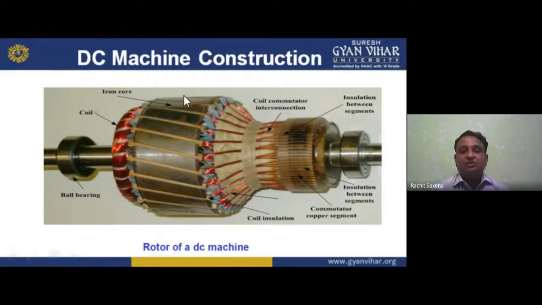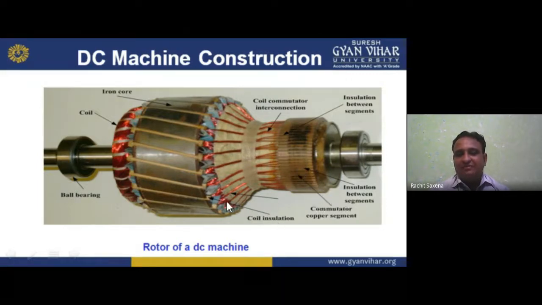We have the armature core, and slots are there. See this, this is the coil placed in this manner. Bearings, I already told you about bearings. This is the coil commutator interconnection. How can we interconnect? Now, the insulation between segments is with mica or varnish, we can say. Now, the commutator copper segment is there.